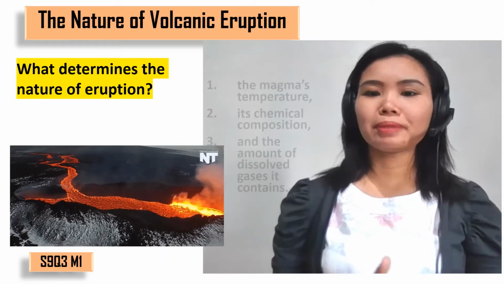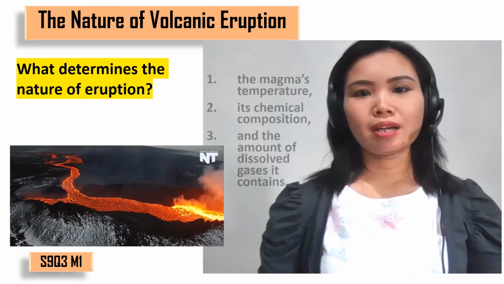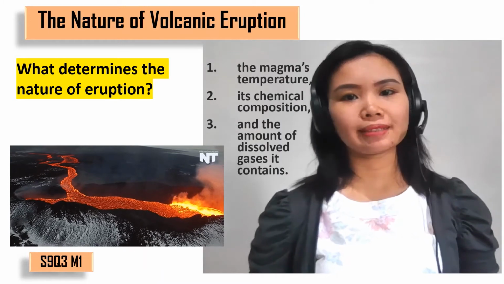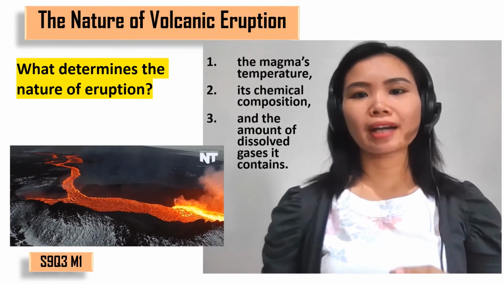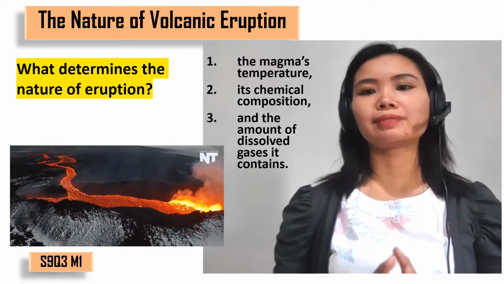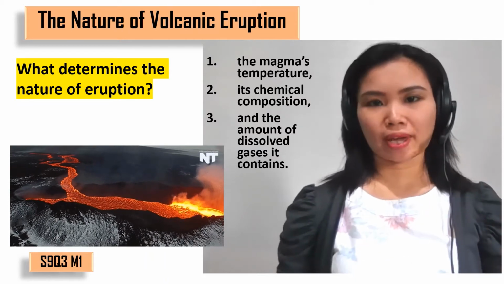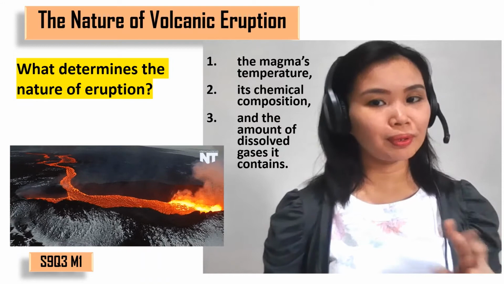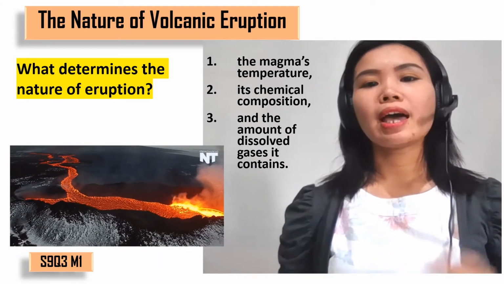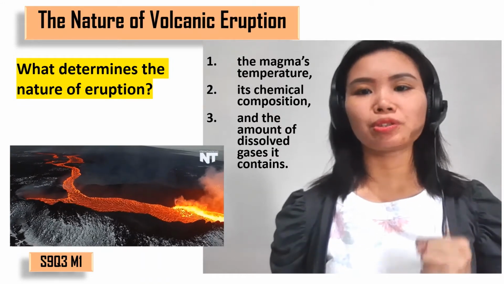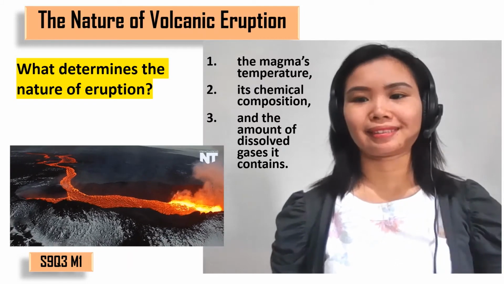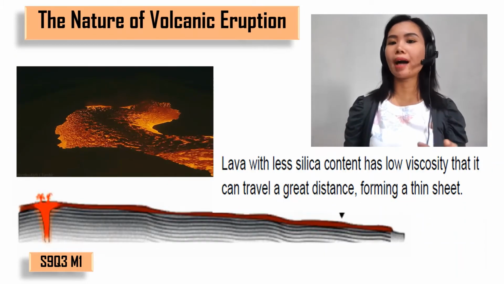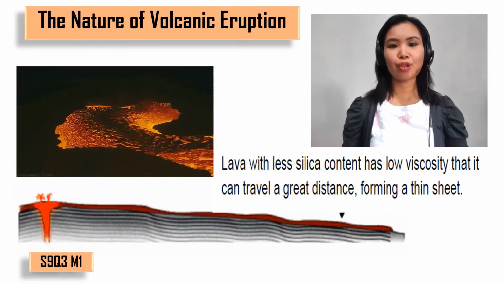Now, what determines the nature of eruption? There are primary factors affecting the volcano's eruptive style. These factors can affect the magma's viscosity in different ways. We have number 1, the magma's temperature, number 2, its chemical composition, and number 3, the amount of dissolved gases it contains. Now, let's look at how the composition of magma affects its viscosity.